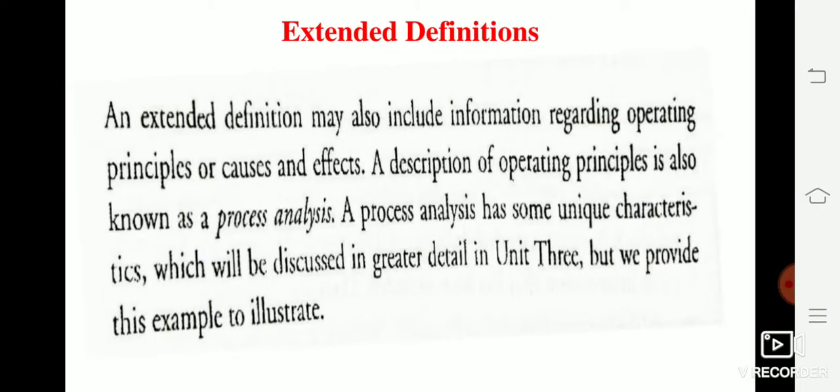An extended definition may also include information regarding operating principles or causes and effects. A description of operating principle is also known as a process analysis. A process analysis has some unique characteristics which will be discussed in greater detail in Unit 3. So in Unit 3 we also talk about this, but we provide this example to illustrate. Look at this example, everyone.